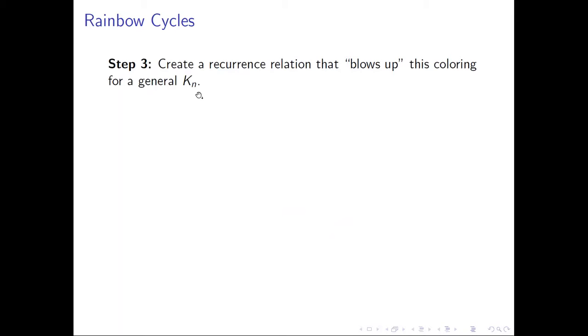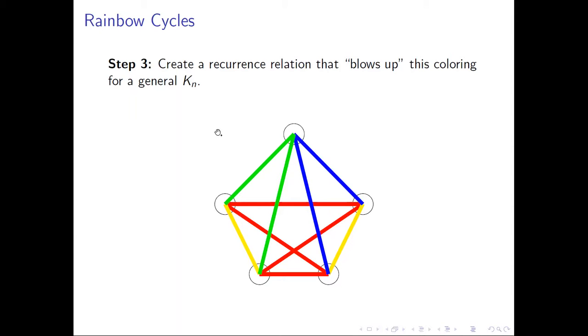Step 3, and this is the tricky part, create a recurrence relation that blows up this coloring for a general Kn. So notice that with this picture right here, instead of vertices, I've replaced them with those open circles. And that signifies that in this cell, I've placed 1/5 of the vertices in Kn. Here I've placed 1/5 of the vertices. Here I've placed 1/5 of the vertices, and so forth. So this blue edge means that all of the vertices in here are connected to all the vertices in here with a blue edge. All the vertices in here are connected to all the vertices in here with a red edge. That's what that means.